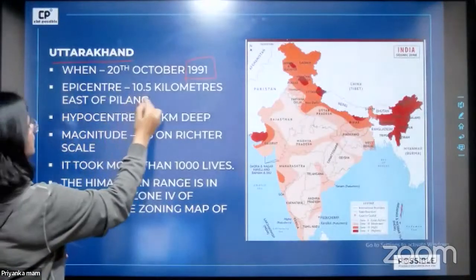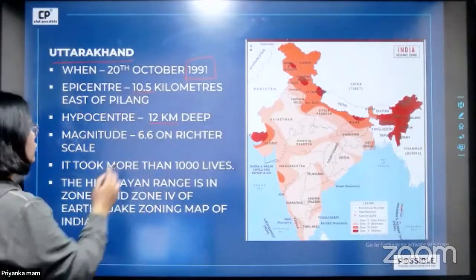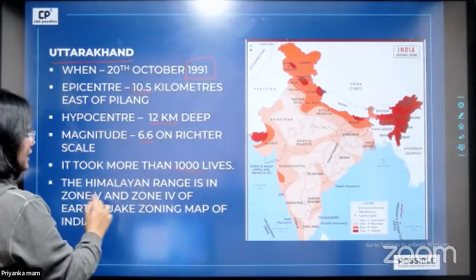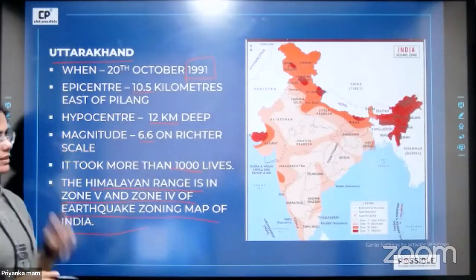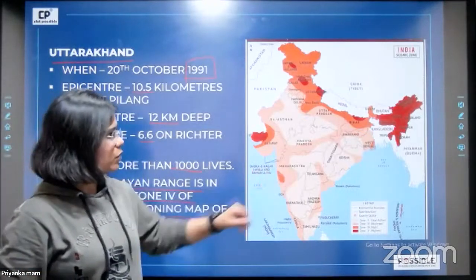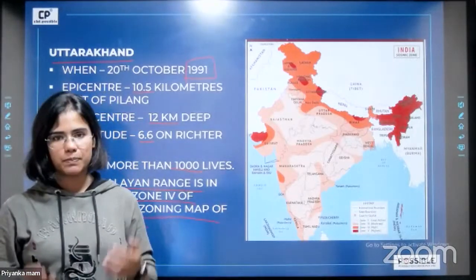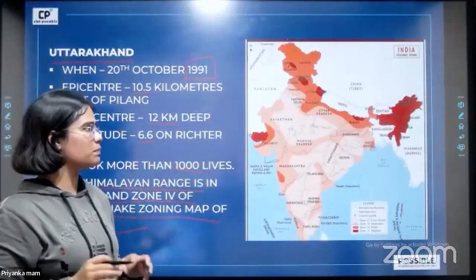So the epicenter was 10.5 kilometers, hypocenter was 12 kilometers deep, relatively shallow, 6.6 on the Richter scale, took a lot of lives. And the Himalayan range was the reason why this happened. So this is what we are going to talk about, and then we will discuss certain trivia with respect to Turkey, which becomes very, very important from your examination perspective.